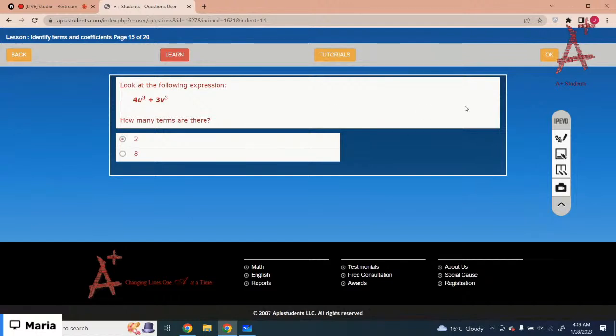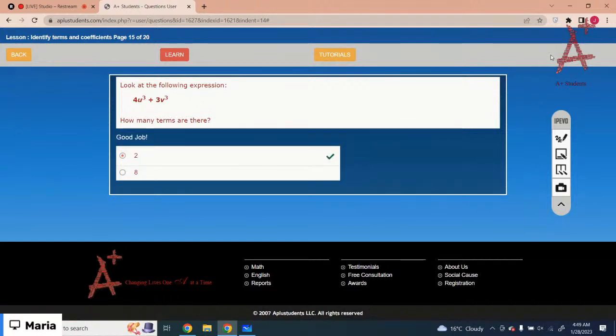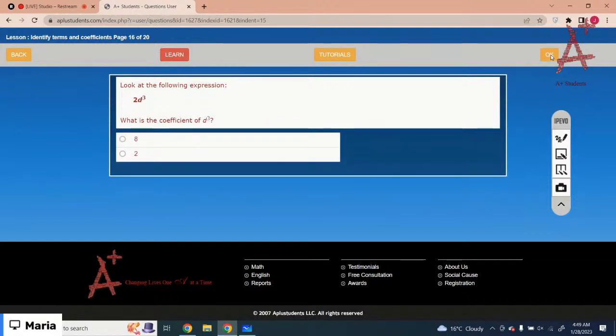Okay. The next one. Look at the following expression: 2d cube. What is the coefficient of d cube? So which is the numerical value written with d cube? Yes, the numerical value written with d cube is 2. Got it? So the correct option is 2.